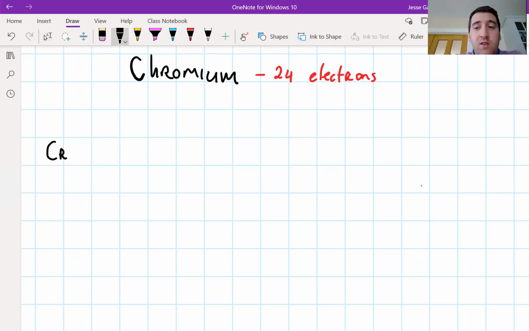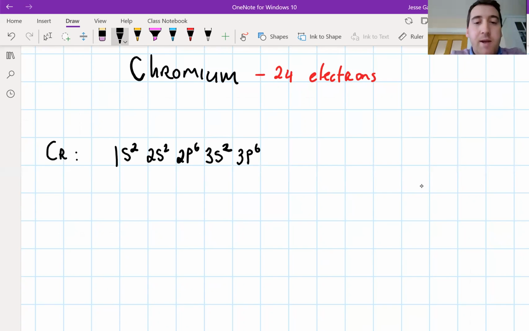Chromium is 24 electrons, so we have to account for 24 electrons here. The first sublevel is 1s, and the 1s can hold 2 electrons, so we write it as 1s2. That means there are 2 electrons in the 1s sublevel. Obviously that's only 2 electrons, we need 24. The next sublevel to fill up is the 2s, and it can hold 2 electrons. Then we've got the 2p, and the 2p can hold 6 electrons. That's 10 so far. The next sublevel is the 3s, and the 3s can hold 2 electrons. So 3s2, that's 12. Then the next sublevel is the 3p, and that can hold 6, 3p6.